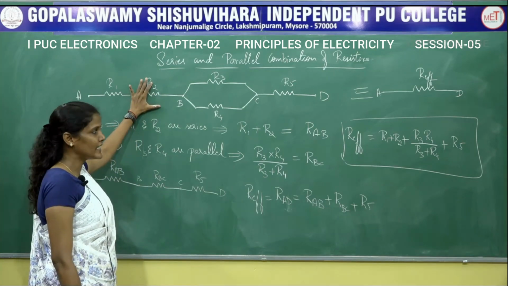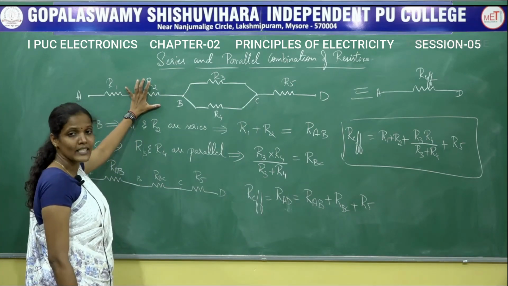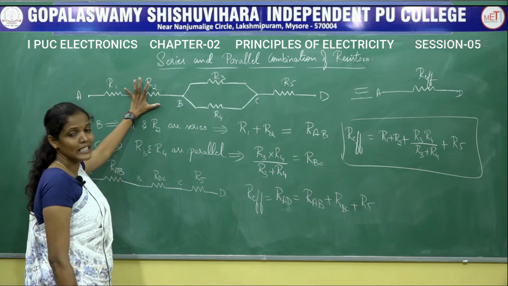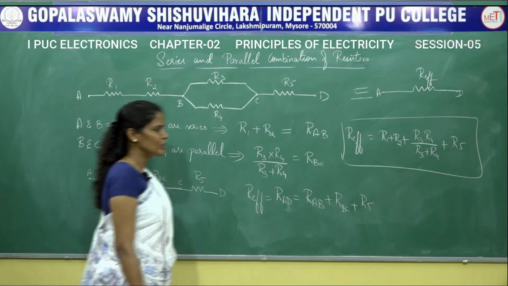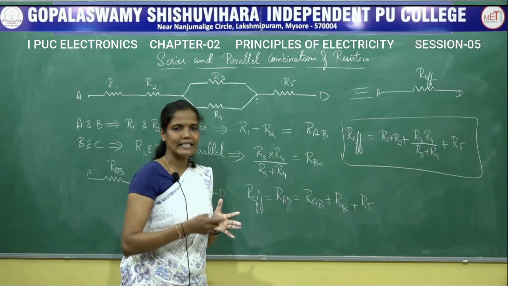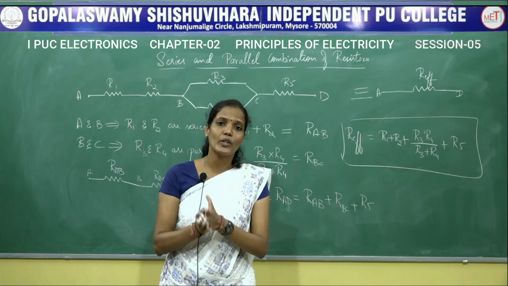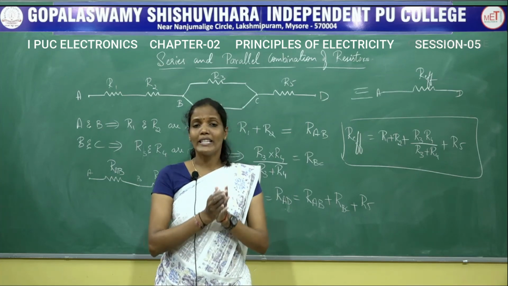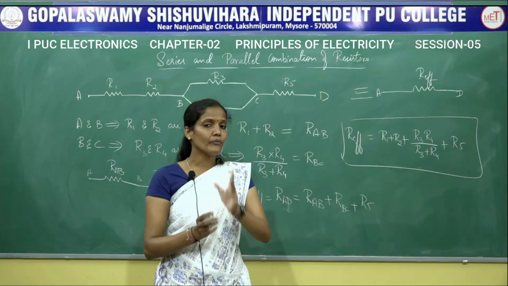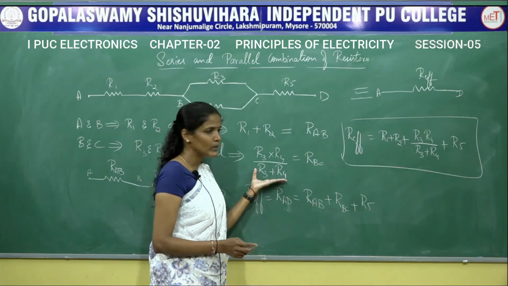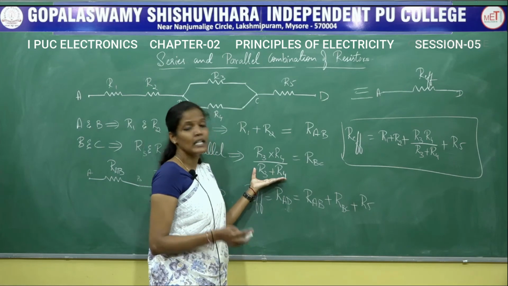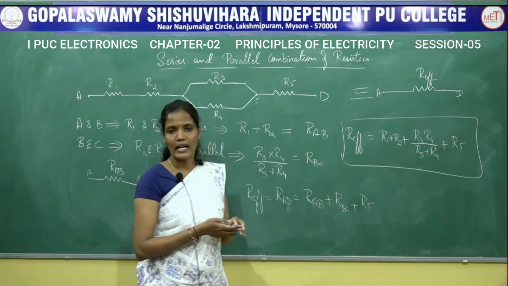You have to clearly identify the resistors, whether they are connected in series or parallel, correctly. Accordingly you have to use the formulas. When the resistors are connected in series, you are just going to add all the resistances. When they are connected in parallel, if only two resistors are connected in parallel, then you are going to use this direct formula: RA into RB divided by RA plus RB.